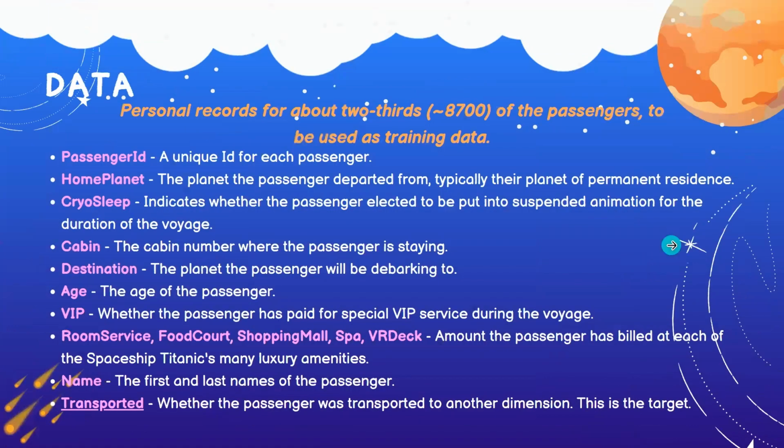And next, an overview of the data. We have personal records for about 2/3, about 8,700 of the passengers to be used as the training data. So we have categorical and numerical data. Categorical are such as the home planet, cryosleep, and destination, while numerical data are such as age, room service, and spa. The detailed representation of the data are listed over in this slide.